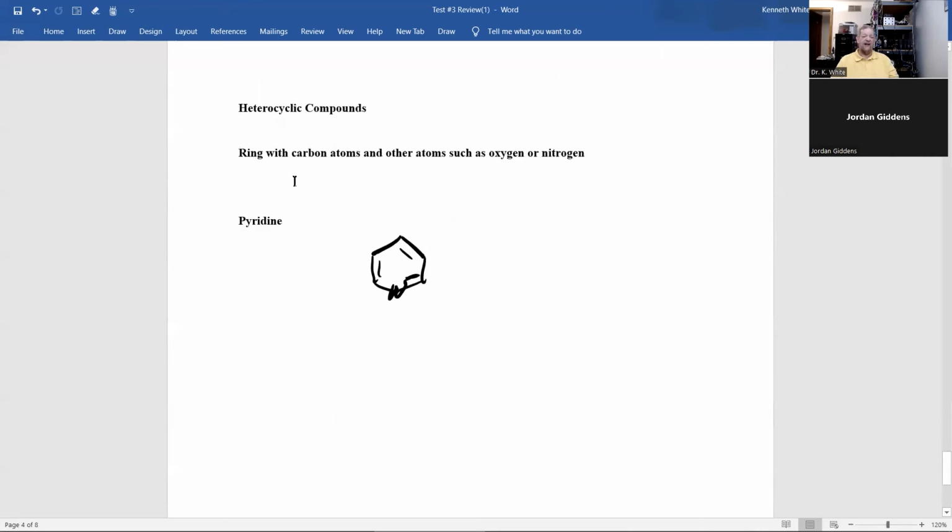Now, the last thing I asked in this chapter was heterocyclic compounds. And you should know a heterocyclic compound is a compound with a ring, or a ring compound, with carbon atoms and other atoms such as oxygen, nitrogen. I asked you, the only one to learn is pyridine. Pyridine looks like benzene, except one of the carbons has been replaced with nitrogen.